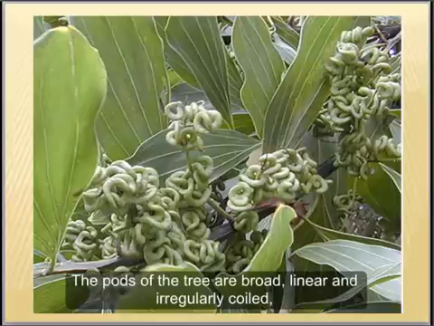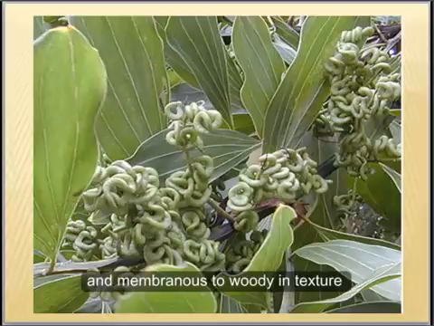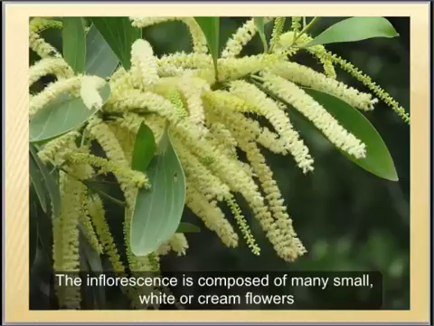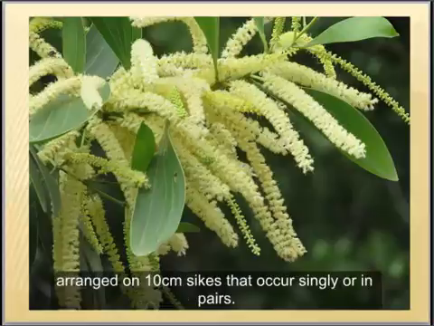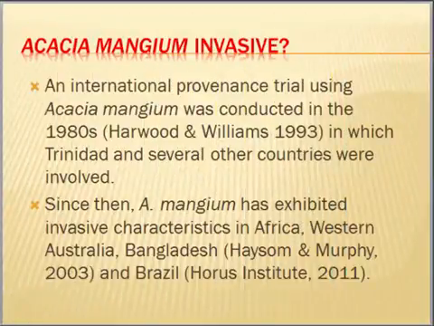The pods of the tree are broad, linear, and irregularly coiled, and membranous to woody in texture. The inflorescence is composed of many small white or cream flowers arranged on 10 cm spikes that occur singly or in pairs. Is Acacia mangium really invasive?